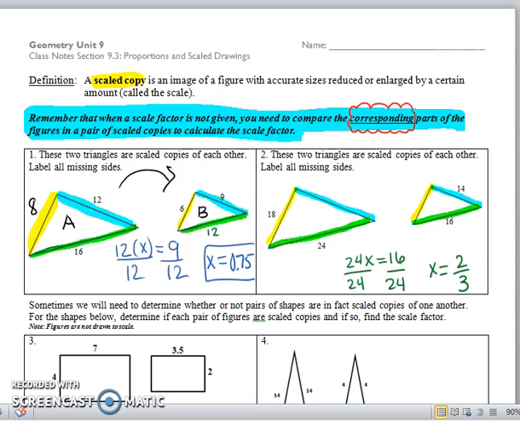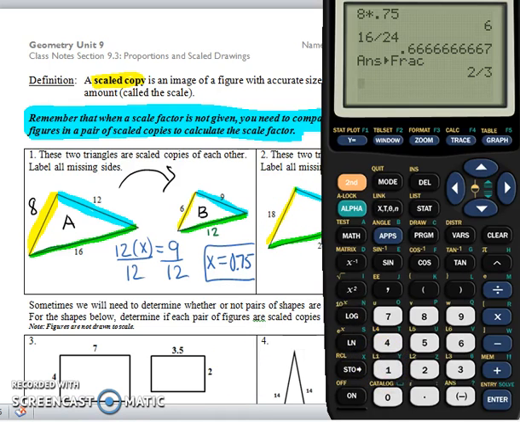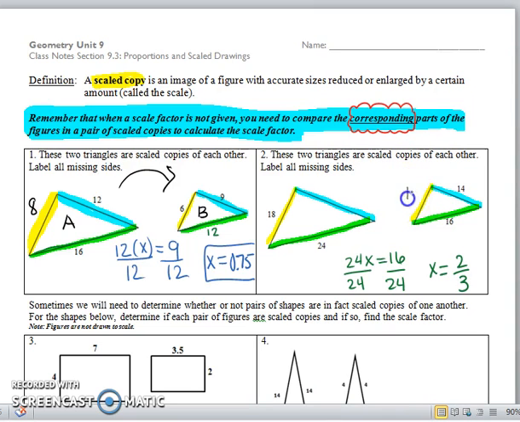So now to find the missing sides, you should have taken, let's do the yellow sides. Let's take 18 and let's multiply that with, in parentheses, 2/3. So pay attention to how I put this in my calculator. Notation is very important. Hitting enter, that gives me 12. So that means the yellow side is 12.